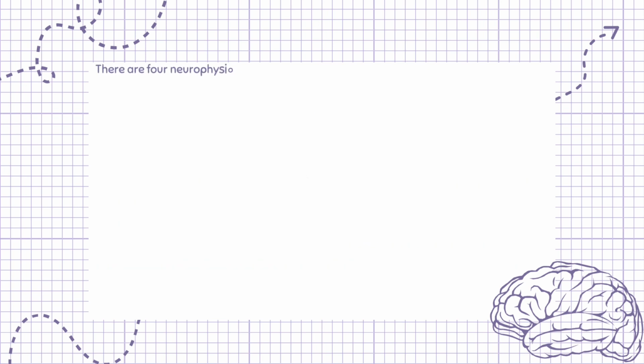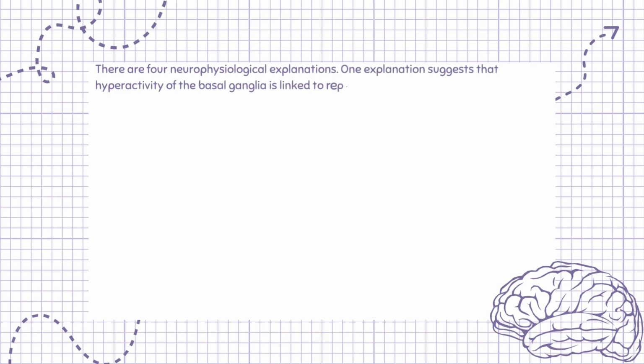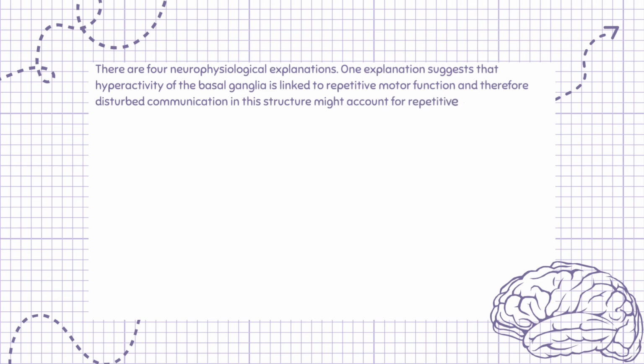There are 4 neurophysiological explanations. One explanation suggests that hyperactivity of the basal ganglia is linked to repetitive motor function, and therefore disturbed communication in this structure might account for repetitive behaviors, compulsions.